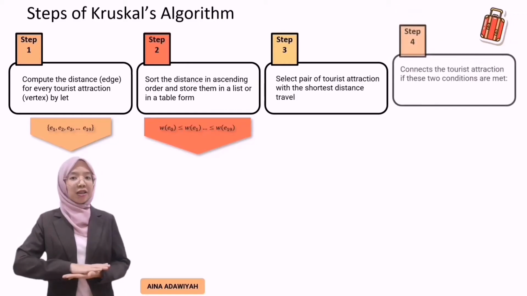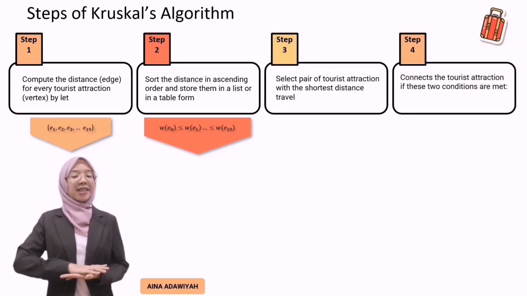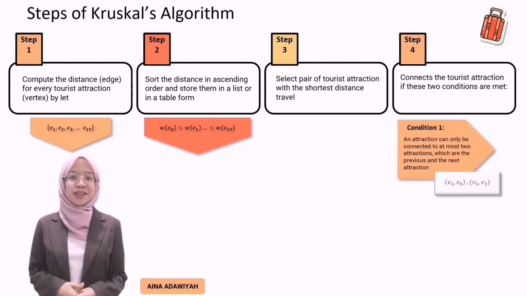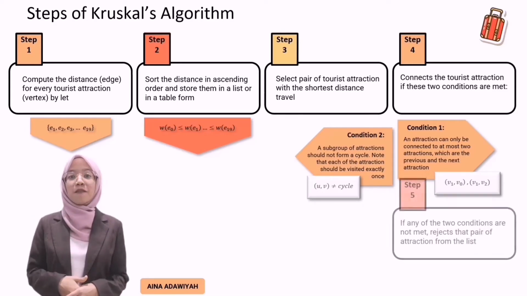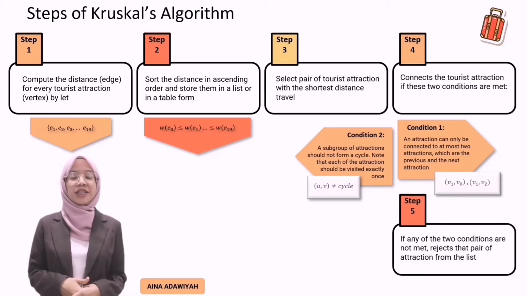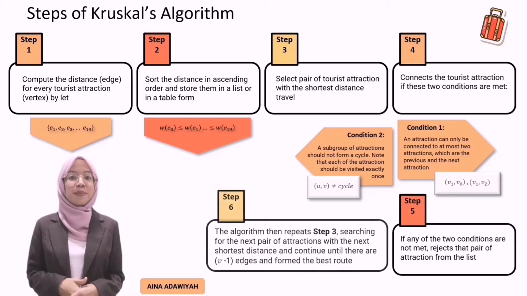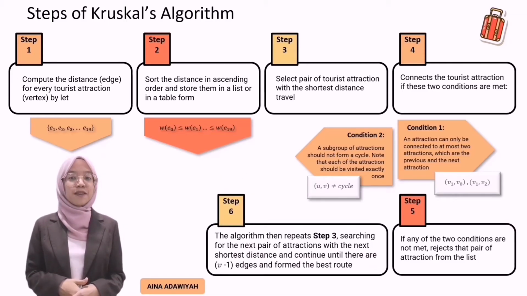Step 4. Connect the tourist attractions if these two conditions are met. Condition 1. An attraction can only be connected to at most 2 attractions, which are the previous and the next attractions. Condition 2. A subgroup of attractions should not form any cycle. In step 5, reject the pair of attractions from the list if any of the two conditions are not met. Lastly, the algorithm repeats step 3 until there are V minus 1 edges and forms the best route.